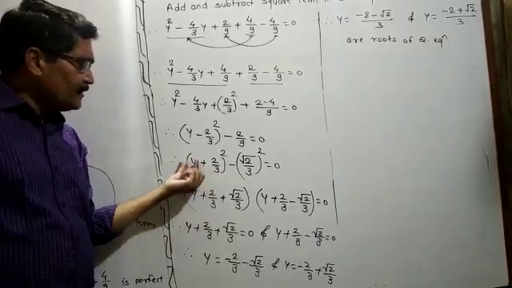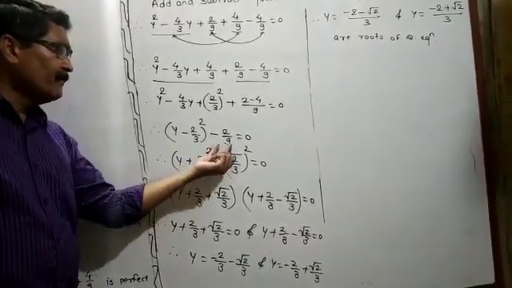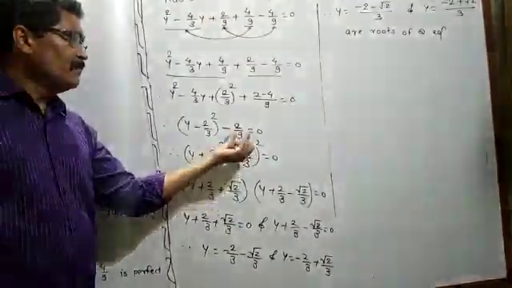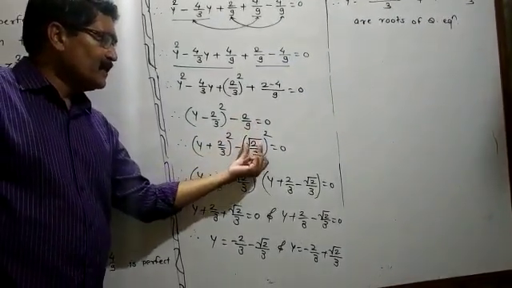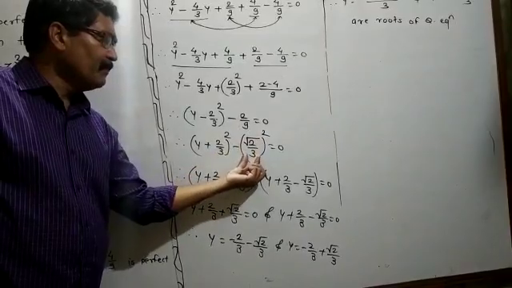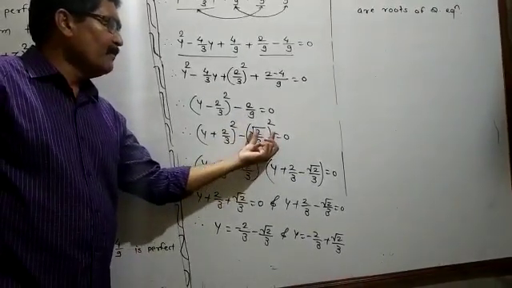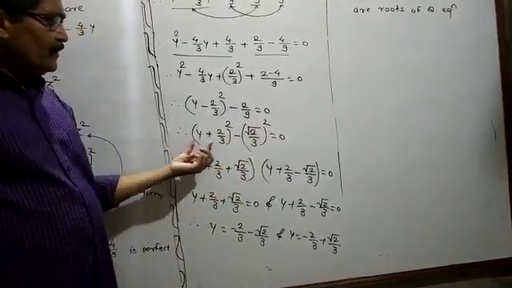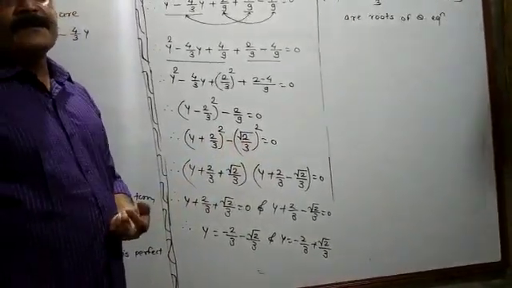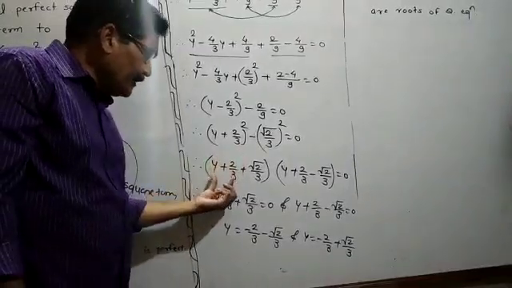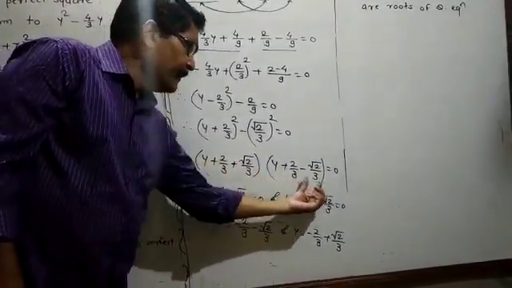So I will write like this: y minus 2 upon 3 bracket square, and this 2 is the perfect square of square root of 2 into square root of 2, so I will write this as square root of 2. 9 is the perfect square of 3. Square root of 2 upon 3 bracket square is equal to 0. This is a, this is b. You have to utilize the identity a square minus b square, and you will write this as a plus b and a minus b.